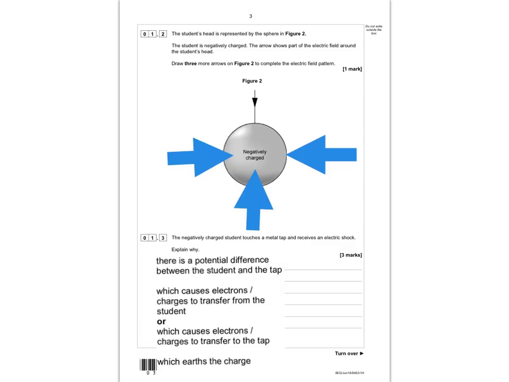In my experience of marking the papers, the mark most people miss is that there's a potential difference between the student and the tap, which is the first mark. Then, as I said, that causes electrons to move from the student to the tap, which is the second mark, and the final mark is saying that earths the charge.